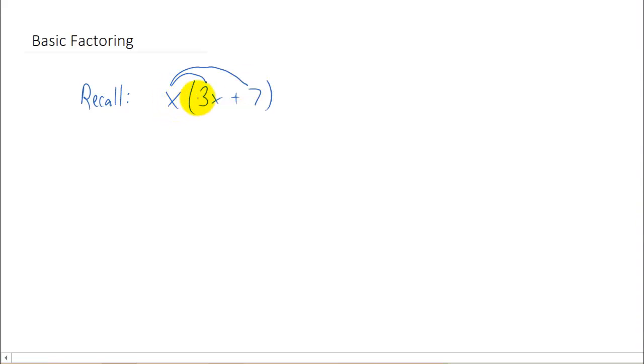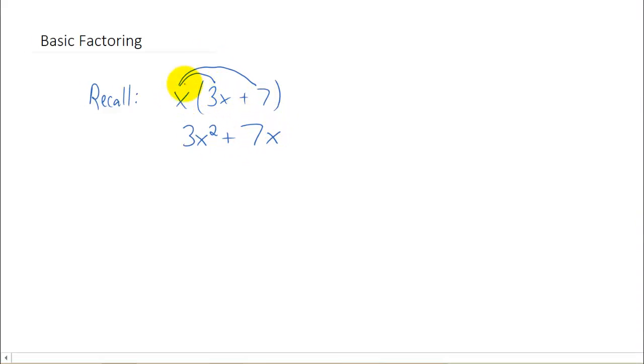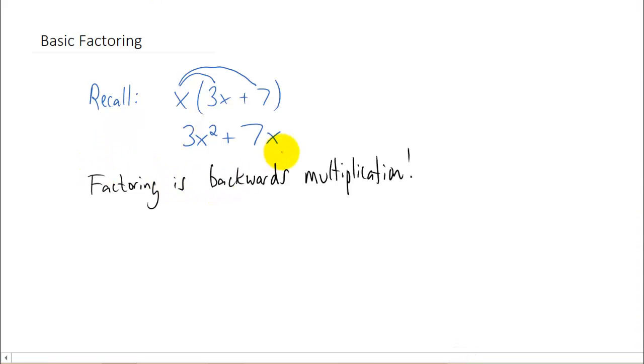What that means is you take x times 3x and you get 3x squared. And then you do 7 times x and you get 7x. That process is called multiplication or maybe distribution. Well, factoring is doing just the opposite of that process. Factoring is just backwards multiplication.